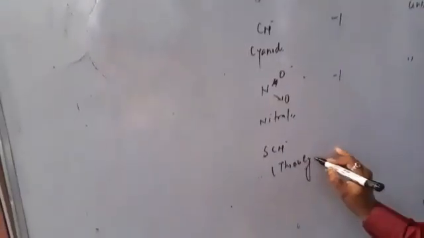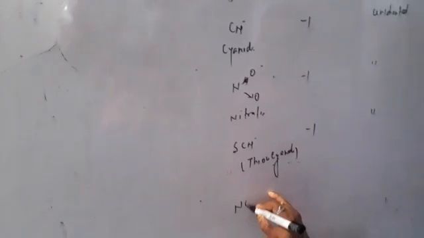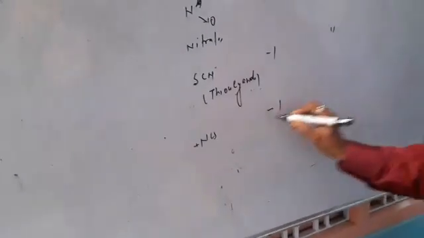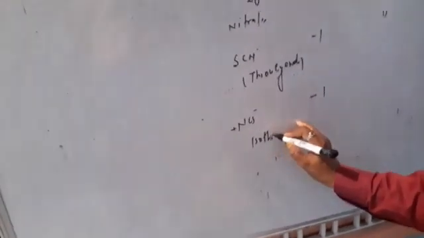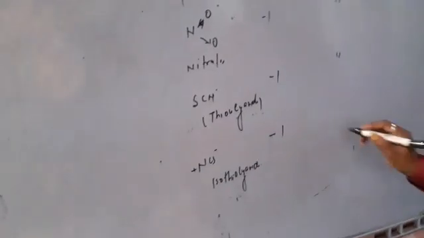SCN-. This is called thiocyanate, -1 charge. This is also a unidentate ligand. NCS-, here nitrogen is the donor. This is called isothiocyanate ligand. This is also a unidentate ligand.